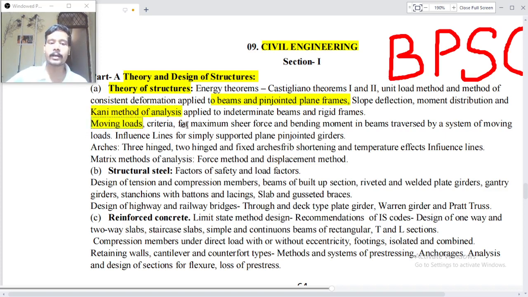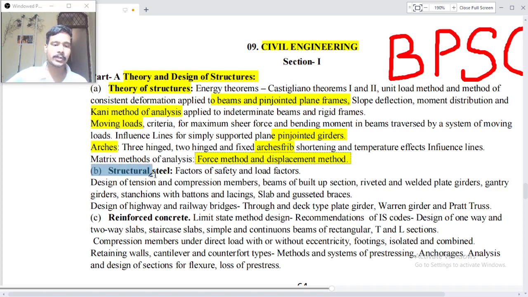Moving loads, criteria for maximum shear forces and bending moments in beams traversed by a system of moving loads, influence lines for simply supported plane pin jointed girders, arches, and three-hinged, two-hinged, and fixed arches, rib shortening and temperature effect, influence lines, matrix method of analysis, force method, and displacement method.